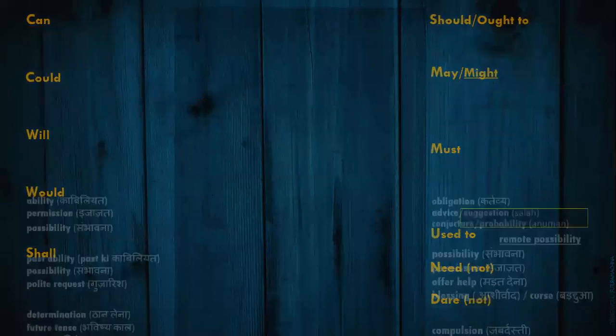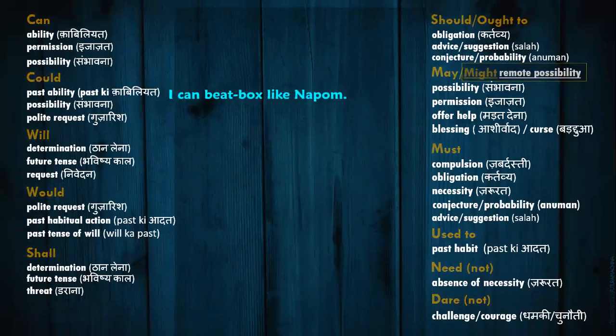Very good. Come on, moving on with the next one. Here we go. I can beatbox like Napalm. Again, another ability. Don't you think so? I have the ability to beatbox like Napalm.